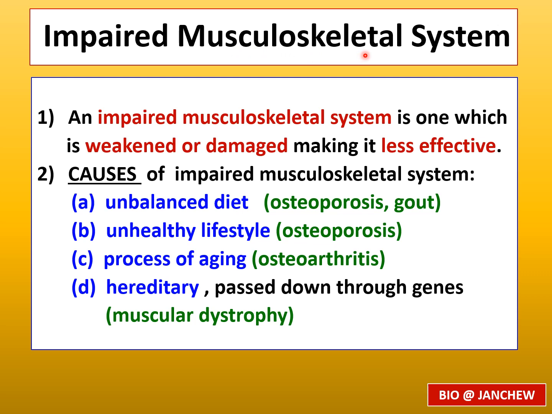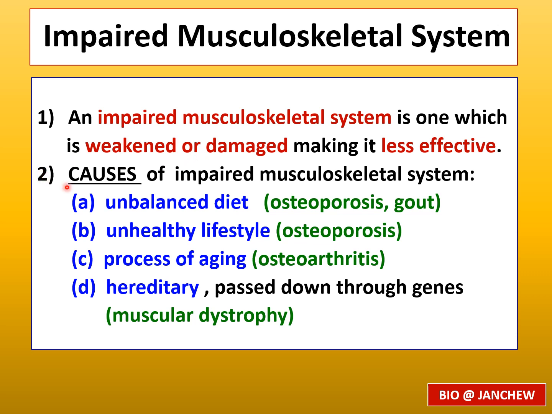Musculoskeletal system means the muscles and the skeleton, including the bones and the cartilage and joints, tendons and ligaments that are all used to give us support and help us to move. Okay? And then the word impaired means it has been weakened or damaged, making it less effective. So an impaired musculoskeletal system is one which is weakened or damaged or maybe diseased, making it less effective.